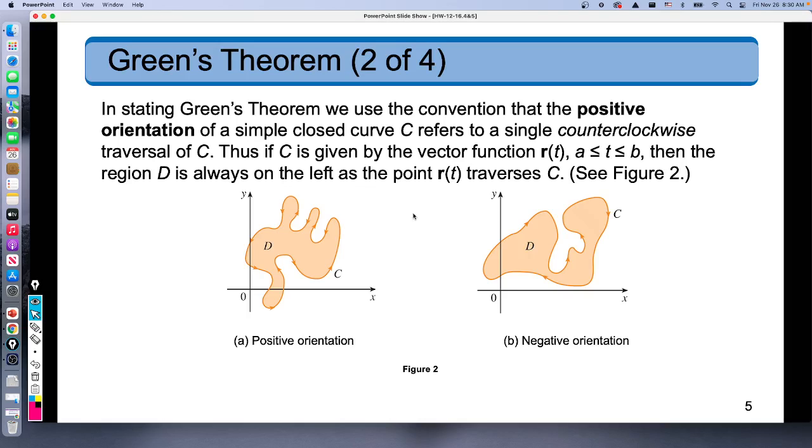So the direction counterclockwise, and as long as it's a vector function with boundaries of a and b, then region D will always, as we can see here, be on the left-hand side of the curve as we take a particular point going through the curve in a counterclockwise orientation. So the positive is counterclockwise. If we go the other direction, then that has a negative orientation.